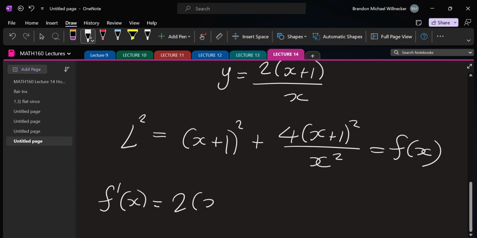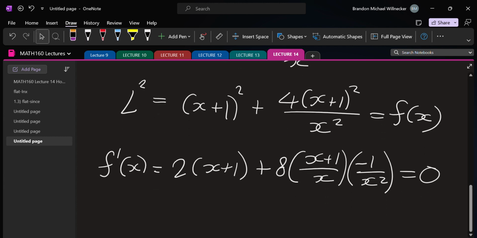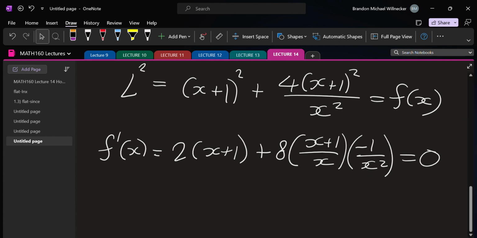Okay, so what's f prime going to be? So f prime is going to be 2(x plus 1) plus 8. We can simplify this a bit and write this as (x plus 1) over x, and then chain rule, minus 1 over x squared. You can treat that as a quotient, or you can simplify it like I did here. Either way, you're going to get the same thing. Okay, this is equal to 0.